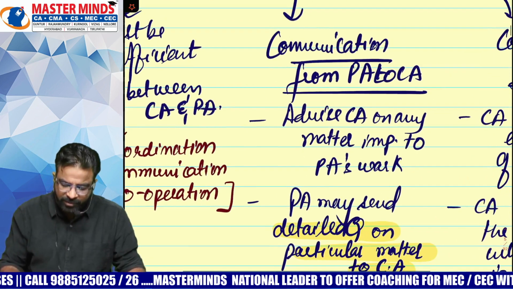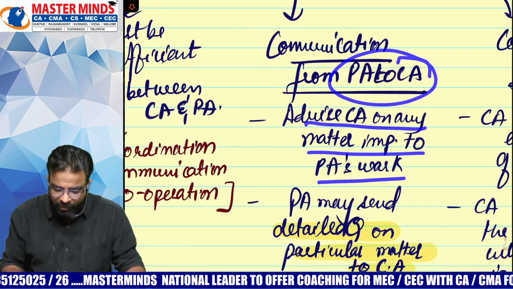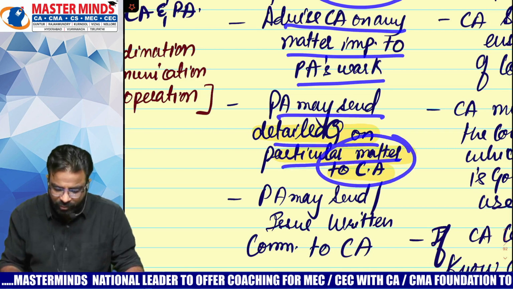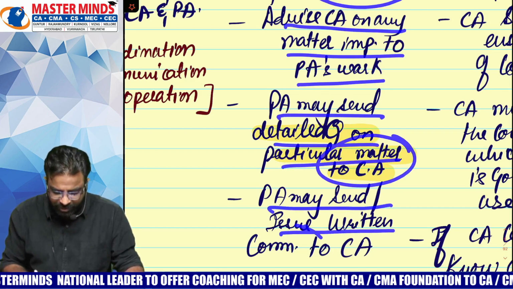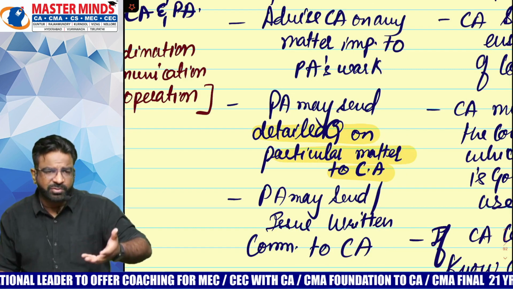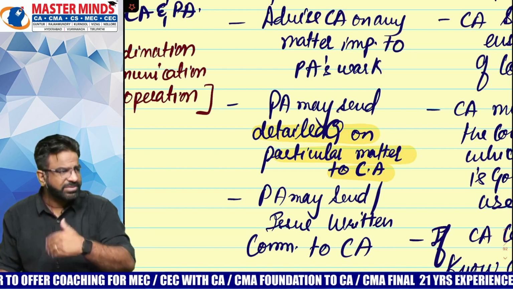Next one, communication from PA to what? CA. Advise CA on any matter important to whose work? PA's work. PA may send a detailed questionnaire on a particular matter to whom? CA. PA may issue written communication to whom? CA. If you feel there is some requirement of communication, don't hesitate. Just because he or she is a competent auditor, send the questionnaire or send the detailed information.